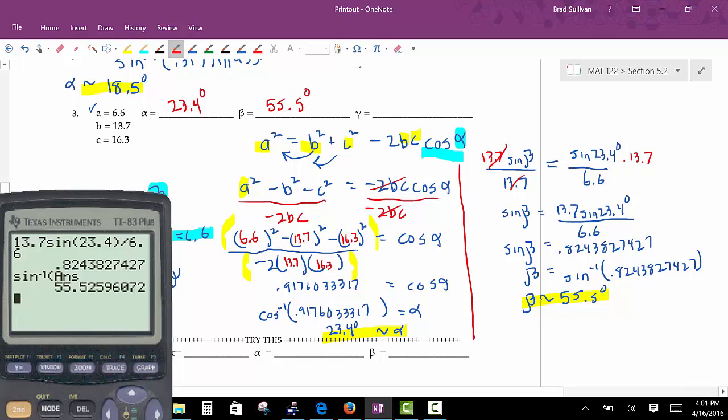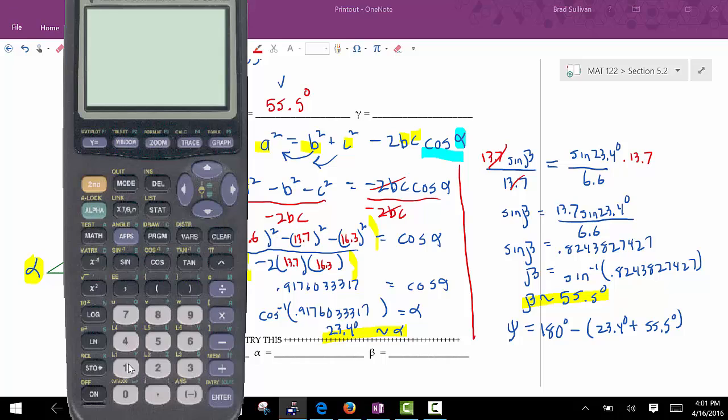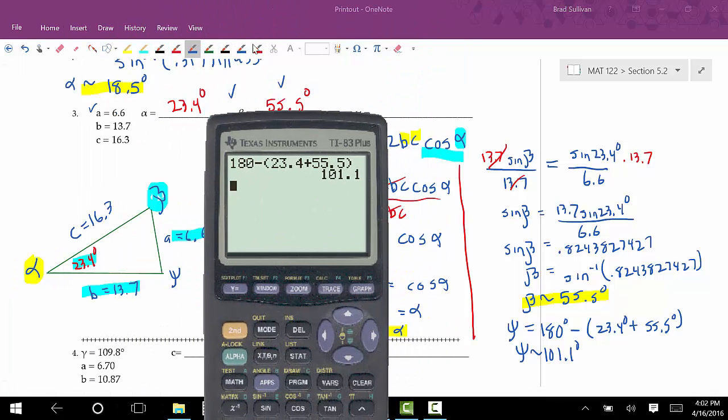And then it's very easy to find gamma. We find gamma, of course, just by doing this. Angle gamma will be 180 degrees minus the sum of the two angles we just found, 23.4 degrees and 55.5 degrees. And then we'll be done with the problem, and then we can check and verify and make sure we got this right. So let's put that in, 180 minus, parentheses, 23.4 degrees plus 55.5. So that's going to work out to be gamma is approximately 101.1 degrees. Okay, so that solves the problem.